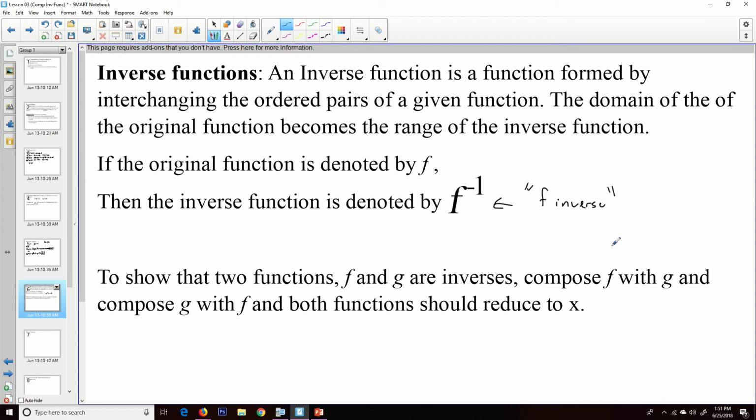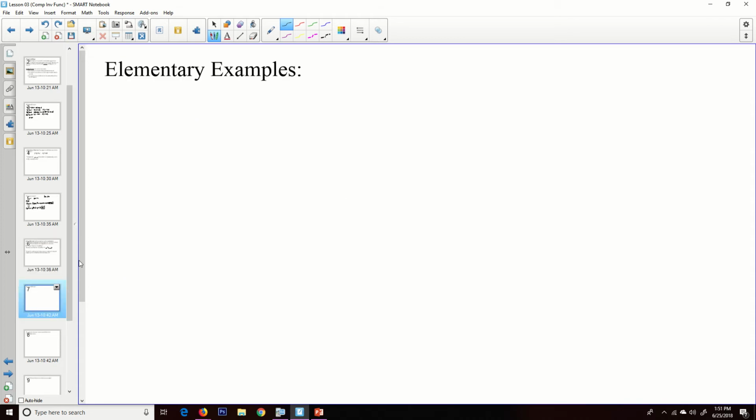To show that two functions, f and g, are inverses, we're going to compose g with f and compose f with g and show that both of the functions reduce to x. That is an example that we did last year. All right, so let's talk about a couple elementary examples.